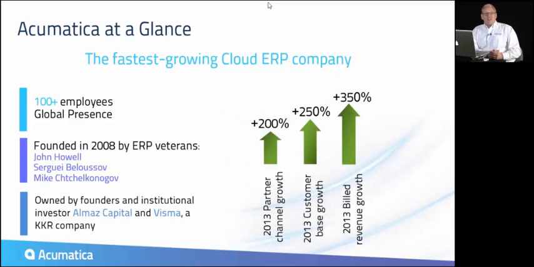When we talk about being the fastest growing cloud ERP company, what does that basically mean? Well, our 2013 channel partner growth was more than 200%. Our customer base grew by more than 250%, and our billed revenue growth was more than 350%. Why do I talk about these things? Because they show you that more and more organizations just like yours are choosing an Acumatica solution for their business. So you'll be in good company.